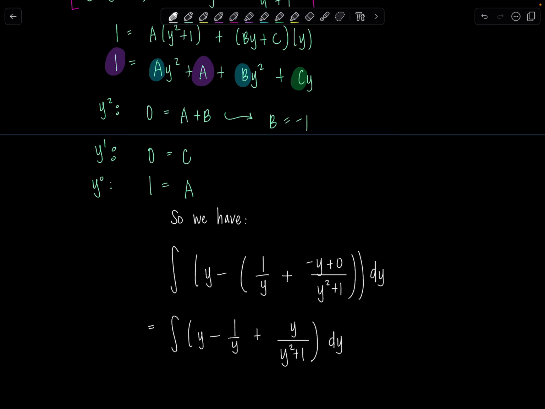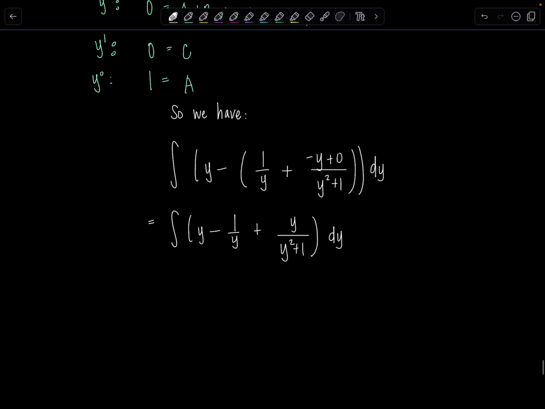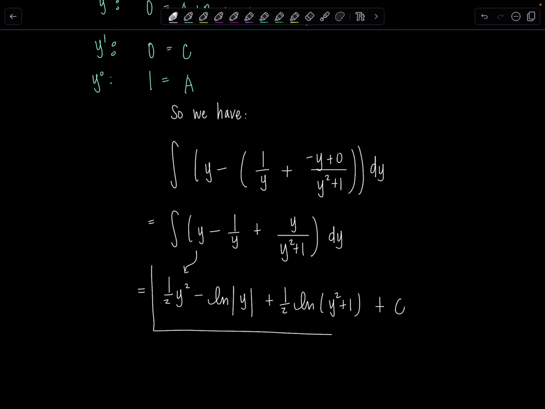Good, good, good. We should be able to just go term by term. Depending where you are in your calculus career, you might need to do this one off to the side and do a little u-sub, but once you get a lot of practice, you'll do it in your head. So here we go. Antiderivative of y is just 1/2 y squared. Next term's minus natural log absolute value of y. And then lastly, I have plus 1/2 natural log y squared plus 1. I don't need absolute value because that's always positive, plus c.